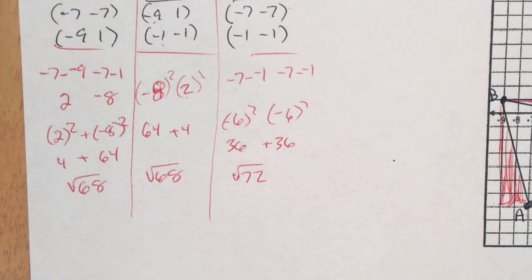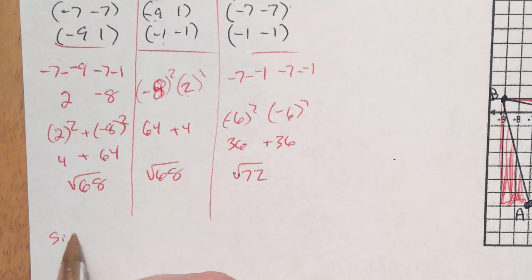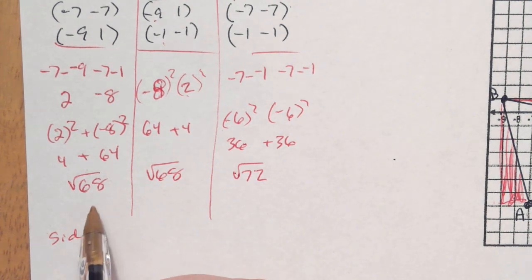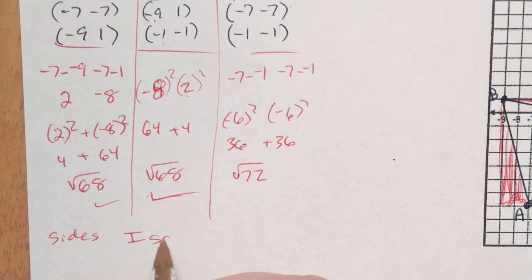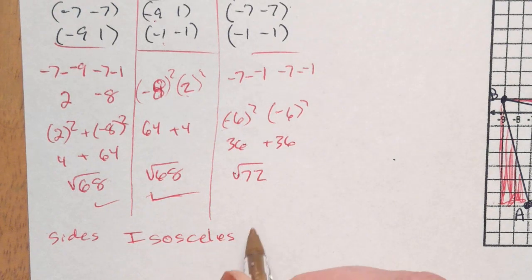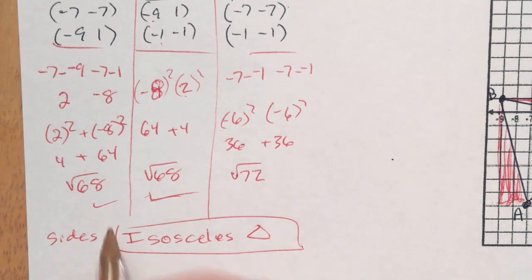Okay, so by just looking at this, based off the sides, what kind of triangle is this? Well, I know that these two are equal to each other. So that means it's an isosceles triangle. And there's your answer.